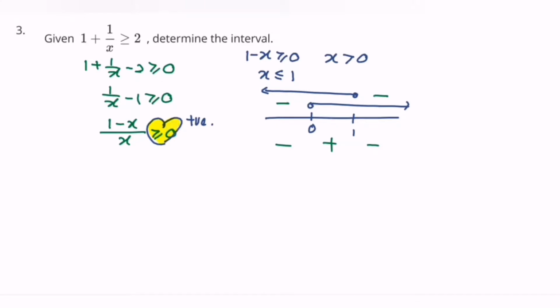Here we wish to have the positive part. So here will be the region. So the answer would be start from 0 until 1, where the 0 is not included. So here we have the situation for question number 3.